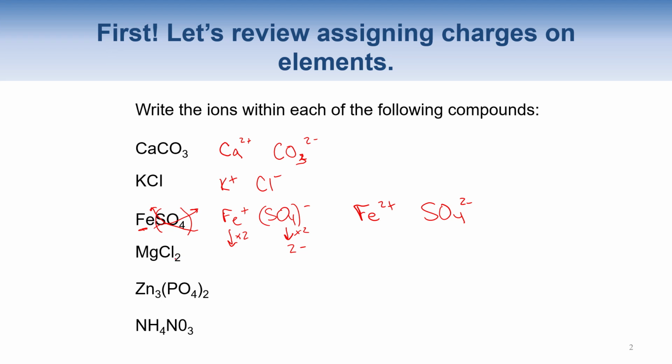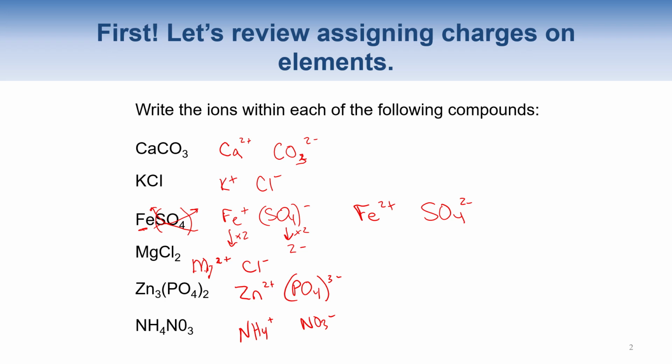Magnesium chloride, we can flip the charges or get these off the periodic table. Mg has a 2+, Cl minus. We can flip the charges here. Zn gets 2+, PO4 is 3 minus. And ammonium nitrate, NH4+, NO3 minus.